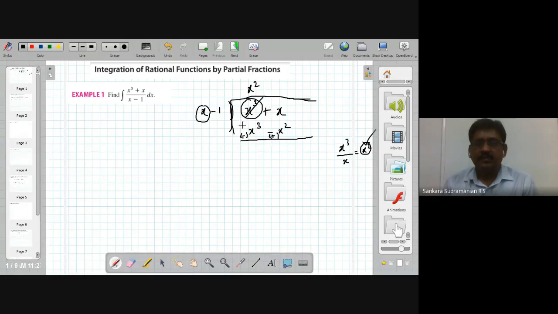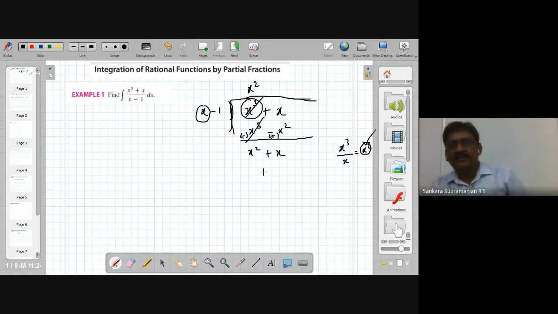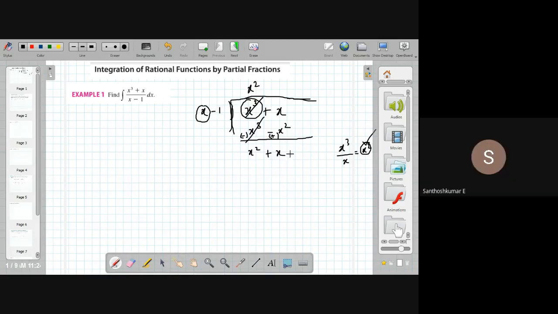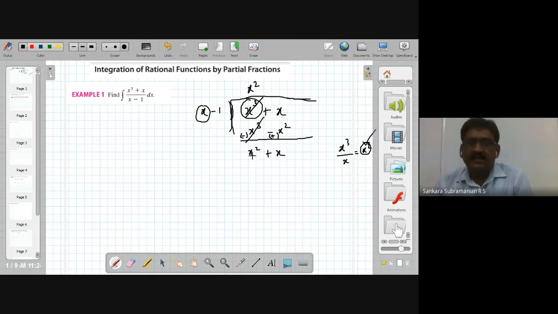This plus x cubed and this minus x cubed will get cancelled. And if you want to write in order, I should write the x squared term first, then you have plus x. Again, this is not the remainder, reason: the degree is again greater. This is 2, this degree is 1, so further division is possible.